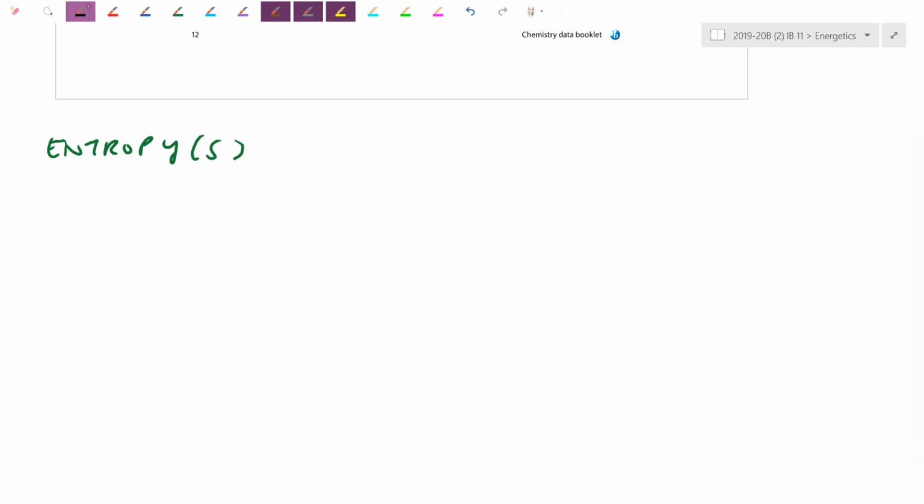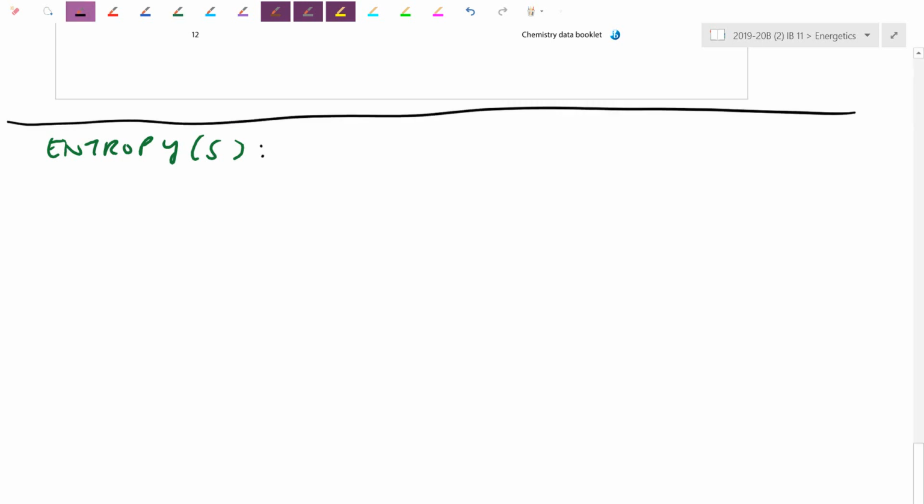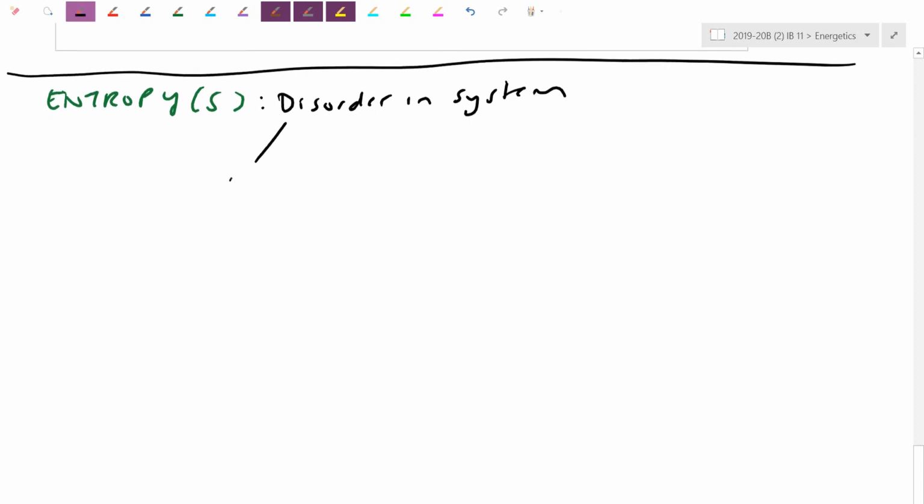Let's start off with the definition first here. Entropy is defined as the measure of disorder in the system. Some other words associated with disorder: sometimes they call entropy the amount of randomness. Sometimes they say how much chaos is in the system. Basically, entropy is disorder. The more chaos, the more random the system, the higher the entropy is.